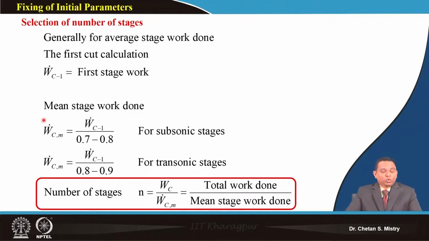Once we calculate the mean work done based on the total work done, since we know our overall pressure ratio, from that overall pressure ratio we can calculate our total work done, and this gives me the mean work done. That is what decides how many stages we are looking for. So this gives you an idea about the selection of the number of stages. This is very important when we design the LP compressor and the HP compressor.